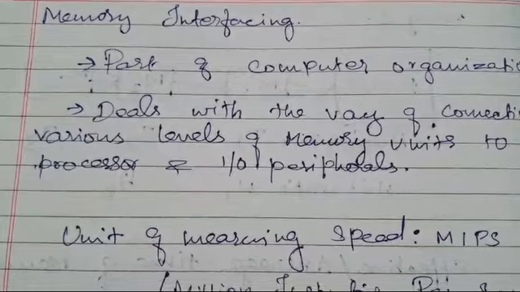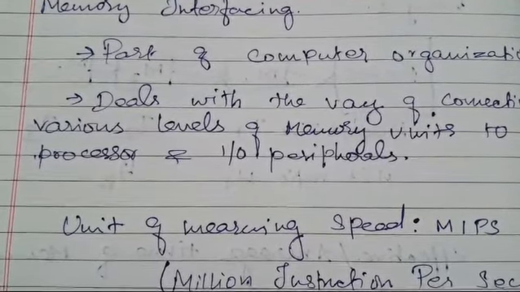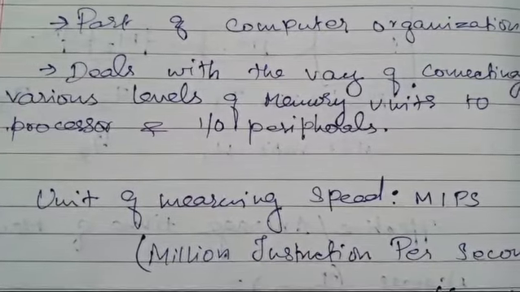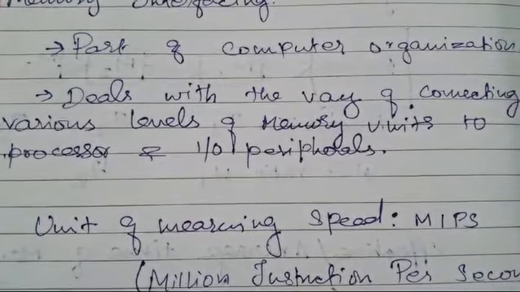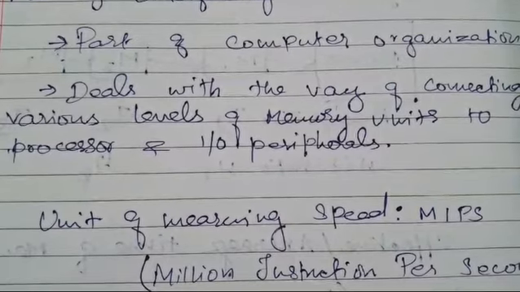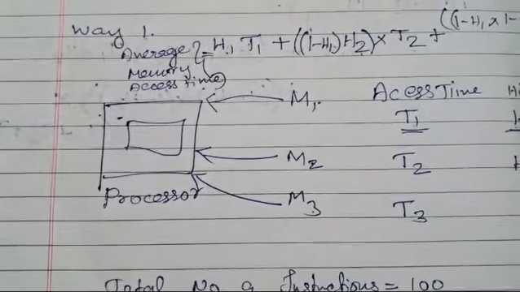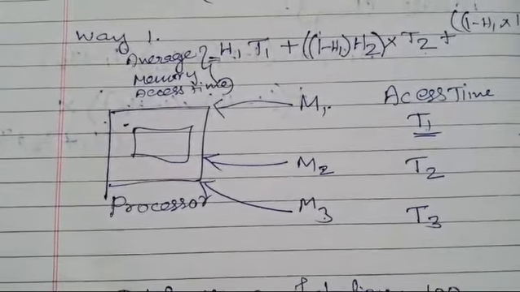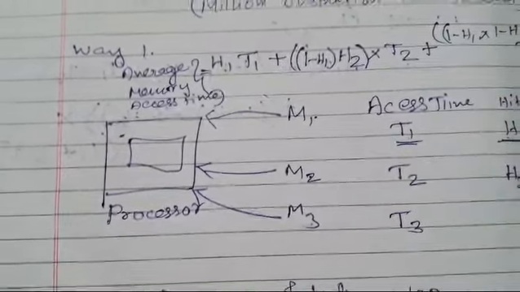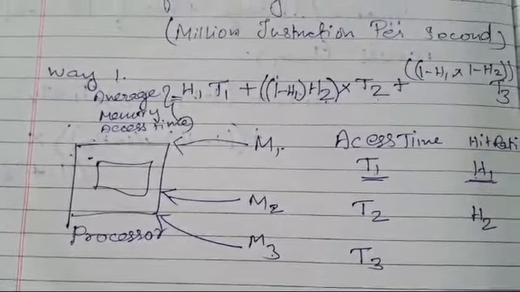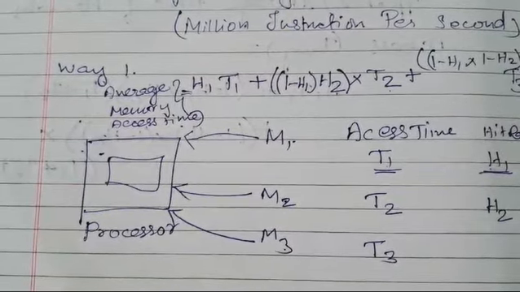Normally we measure it in the unit of MIPS, which is million instructions per second. There are two ways we can calculate that access time, the fetching time. The first way is where the processor is connected to the memory not in a serial or sequential way, but in a parallel way.